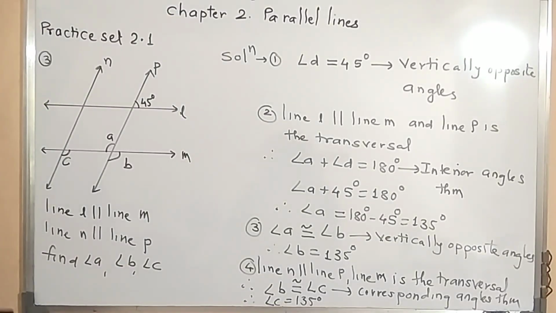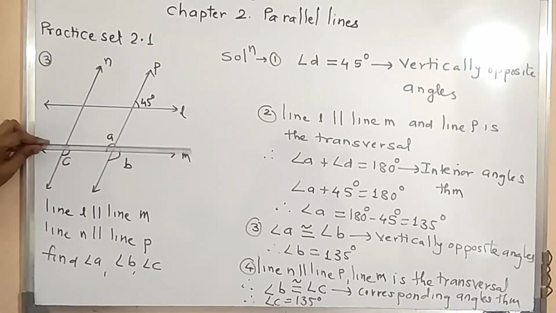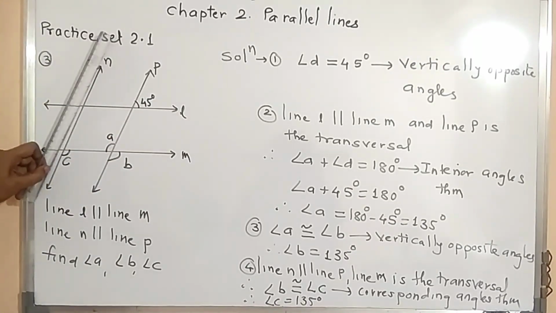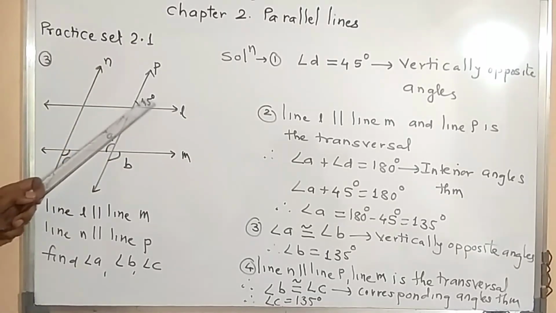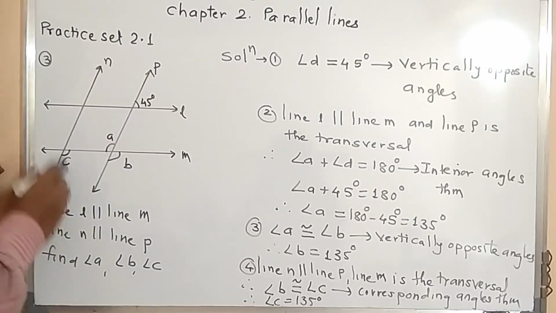Question number 3. Line L is parallel to line M. Line N is parallel to line P. This angle is 45 degrees. How to find angle A, angle B and angle C?